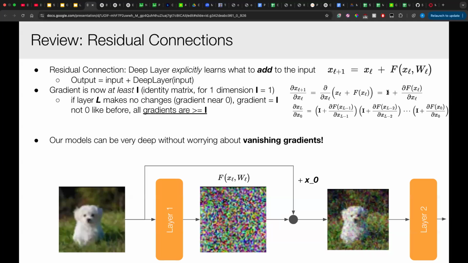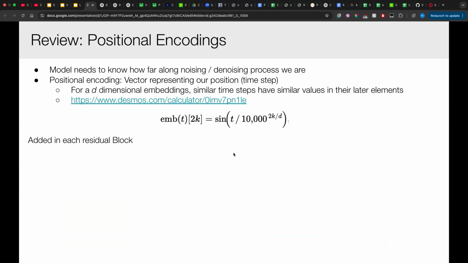So in other words, any layers that learn nothing have gradients equal to the identity matrix, so nothing vanishes. We have the freedom of some layers contributing nothing. Diffusion models in recent years are extremely deep, just as transformers are, and what allows us to be that deep is this residual connection.